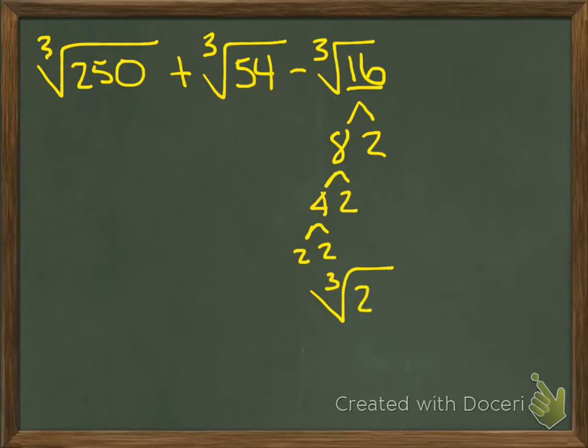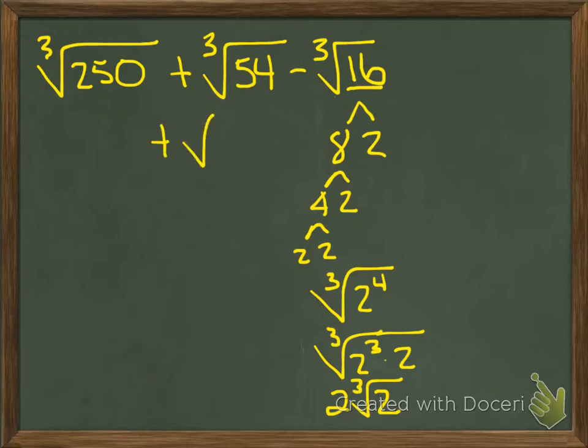So that means it's going to be the cube root of 2 to the 4th, which we're going to rewrite as 2 cubed times 2, which gives me 2 times the cube root of 2. Now, the reason why I want to start with my smallest is because if I'm going to have like radicals, I know that I got to have the same thing.